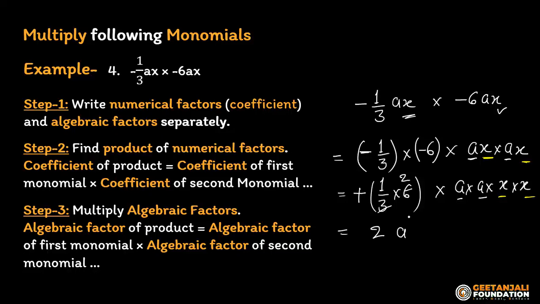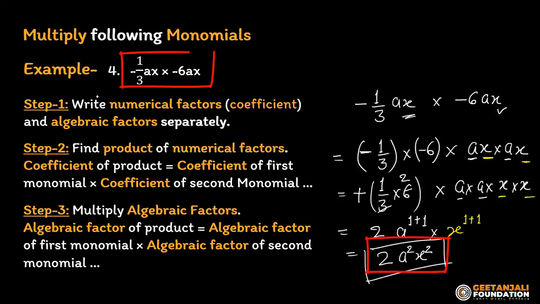So we can write a to the power 1 plus 1, or simply you can see a is written twice, so you can write a square times x to the power 1 plus 1. You can actually skip this step and directly write 2a square x square. When it is written twice, it means it is a square, and when x is written twice, it means it is x square. So you can skip this step and directly write this result. This is your answer when you multiply these two monomials.